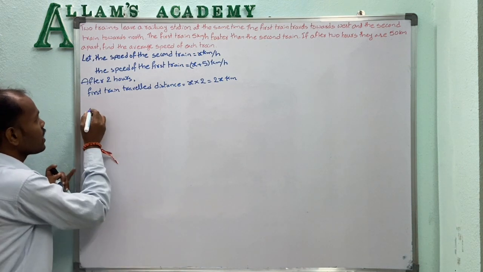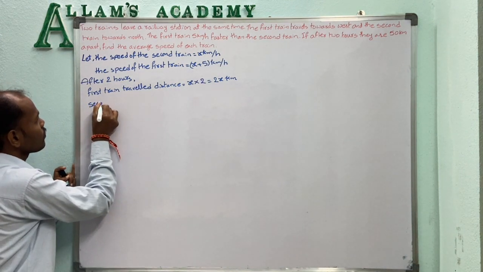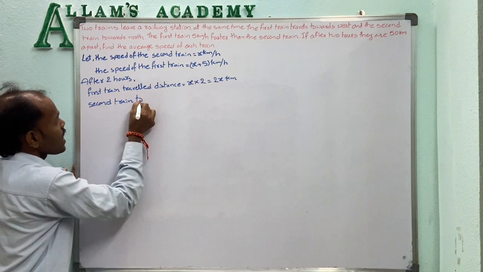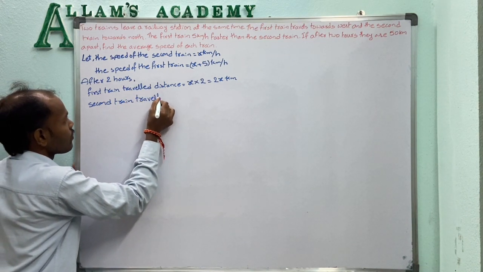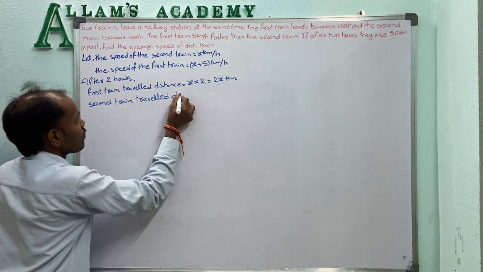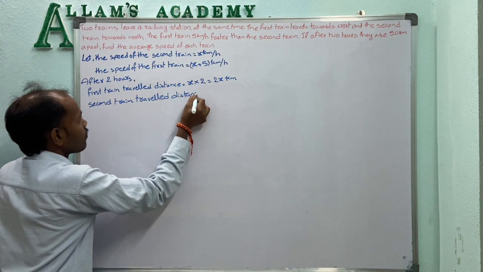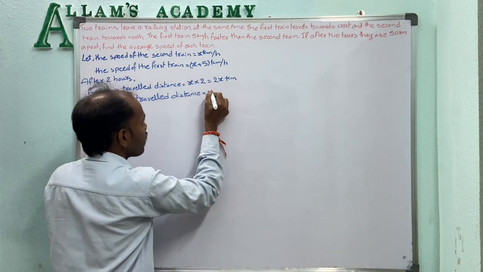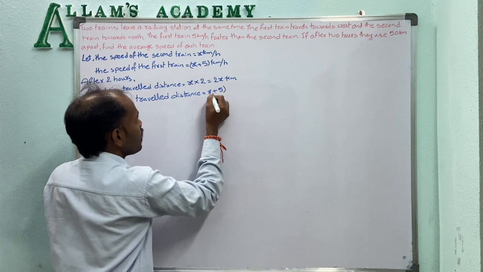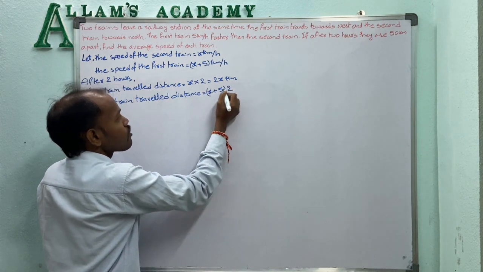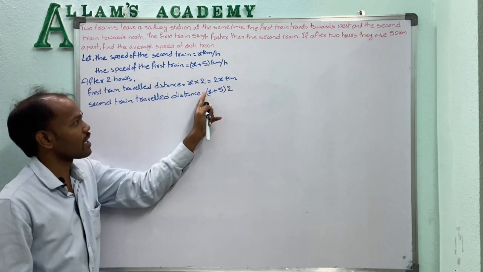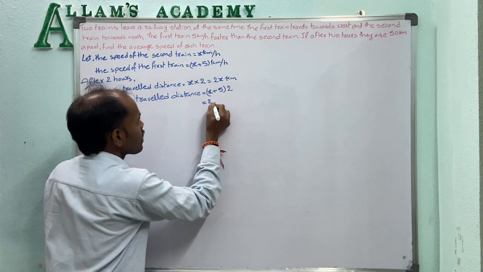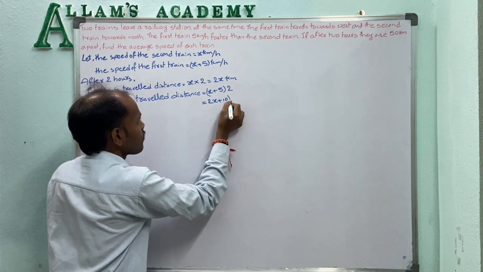Next, the second train traveled distance, that is also speed into time. The speed is x plus 5 into time 2 hours. So x plus 5 into 2, that is nothing but x into 2, 2x, 5 into 2, 10, that is 2x plus 10 kilometers.